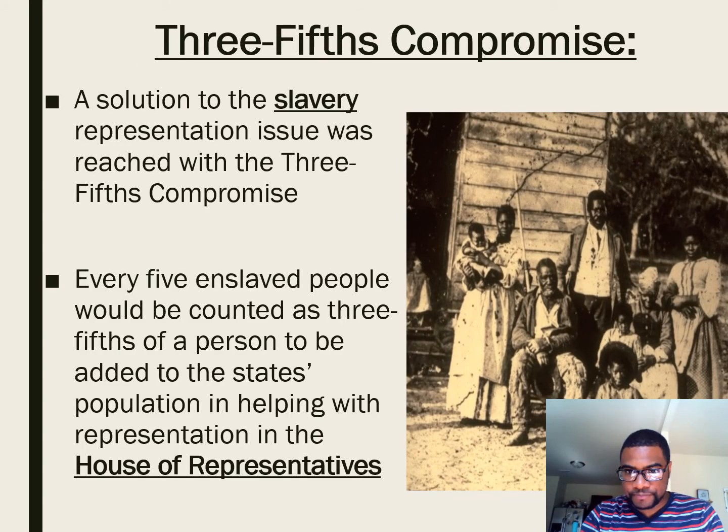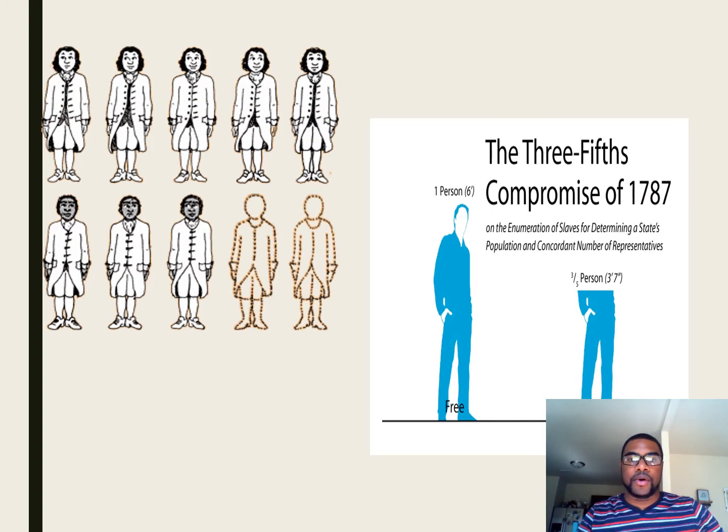Moving forward. A solution to the slave representation issue was reached with the three-fifths compromise. Every 5 enslaved people would be counted as three-fifths of a person to be added to the state's population, helping with representation in the House of Representatives. All right, so moving forward. So as you can see, this is the three-fifths compromise.